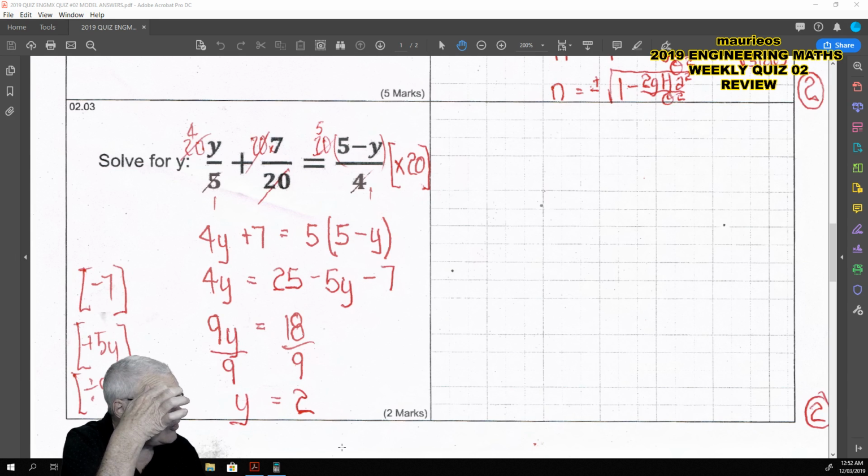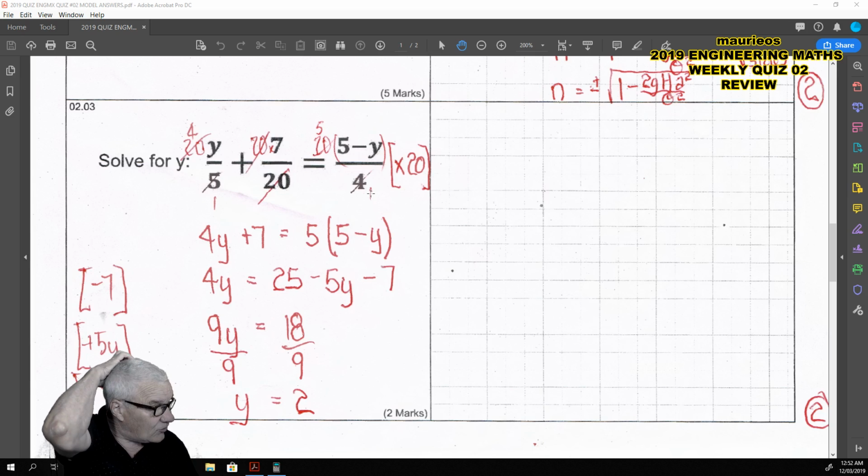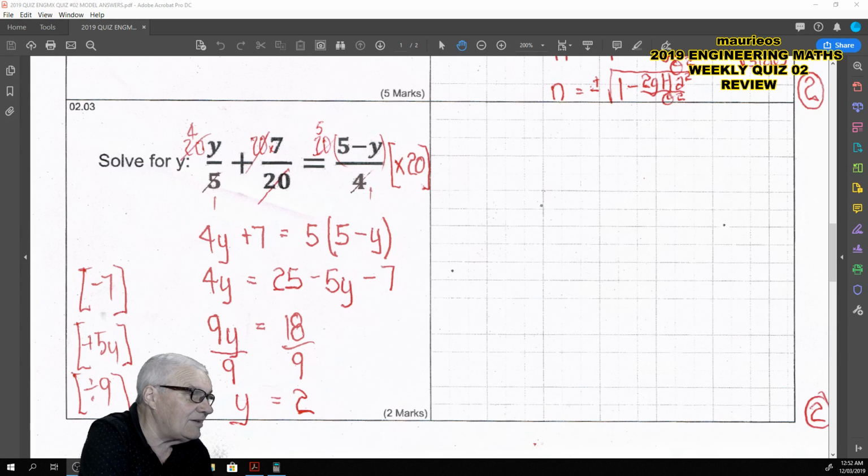Okay. So, first thing we look at this, and look at all those fractions. How do we get rid of those fractions? And then we look here and we can see that, well, 20 is 5 times 4. And we've got 5s and 4s here. So if we multiply everything by 20, we're going to get rid of all the fractions. So y over 5 times 20 gives us 4y. 7 over 20 times 20 gives us 7.